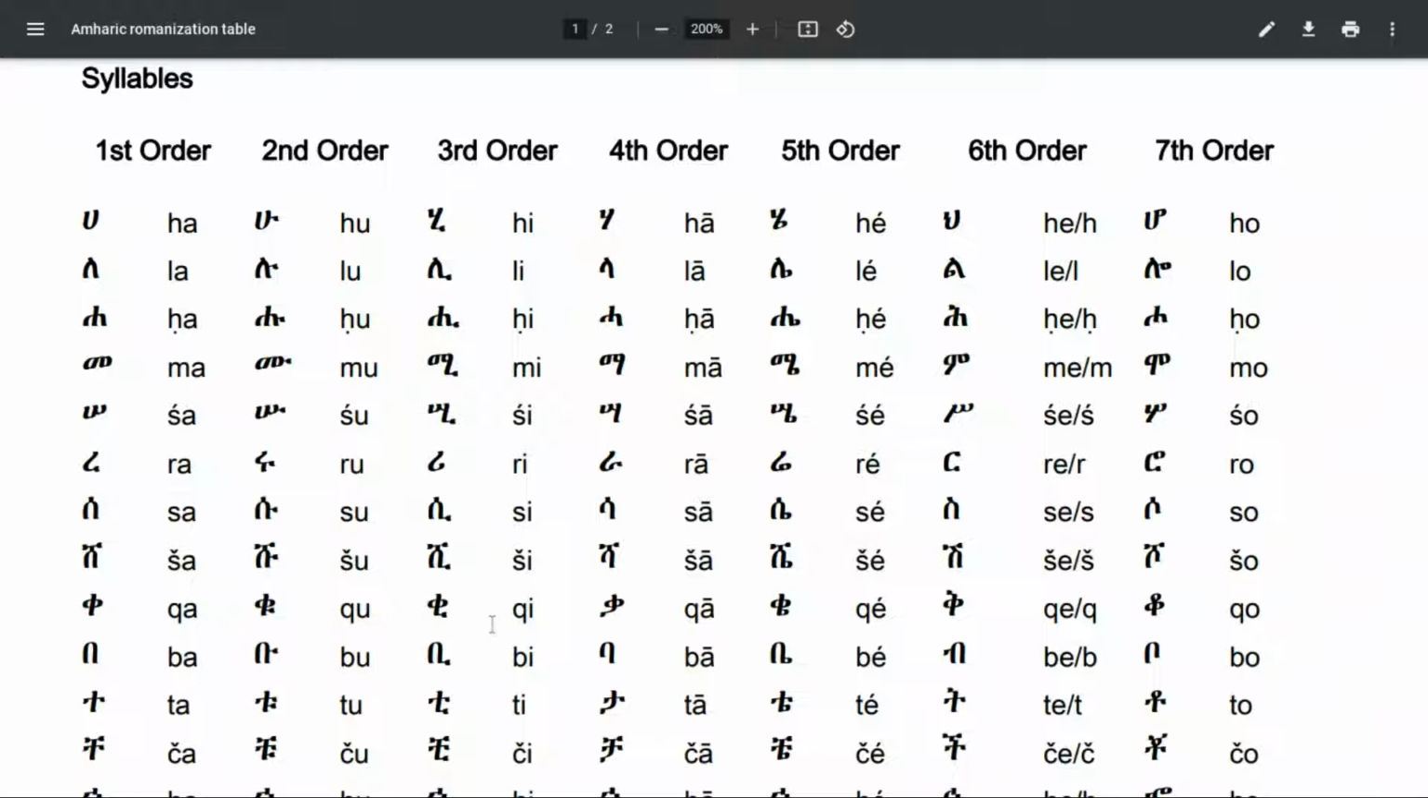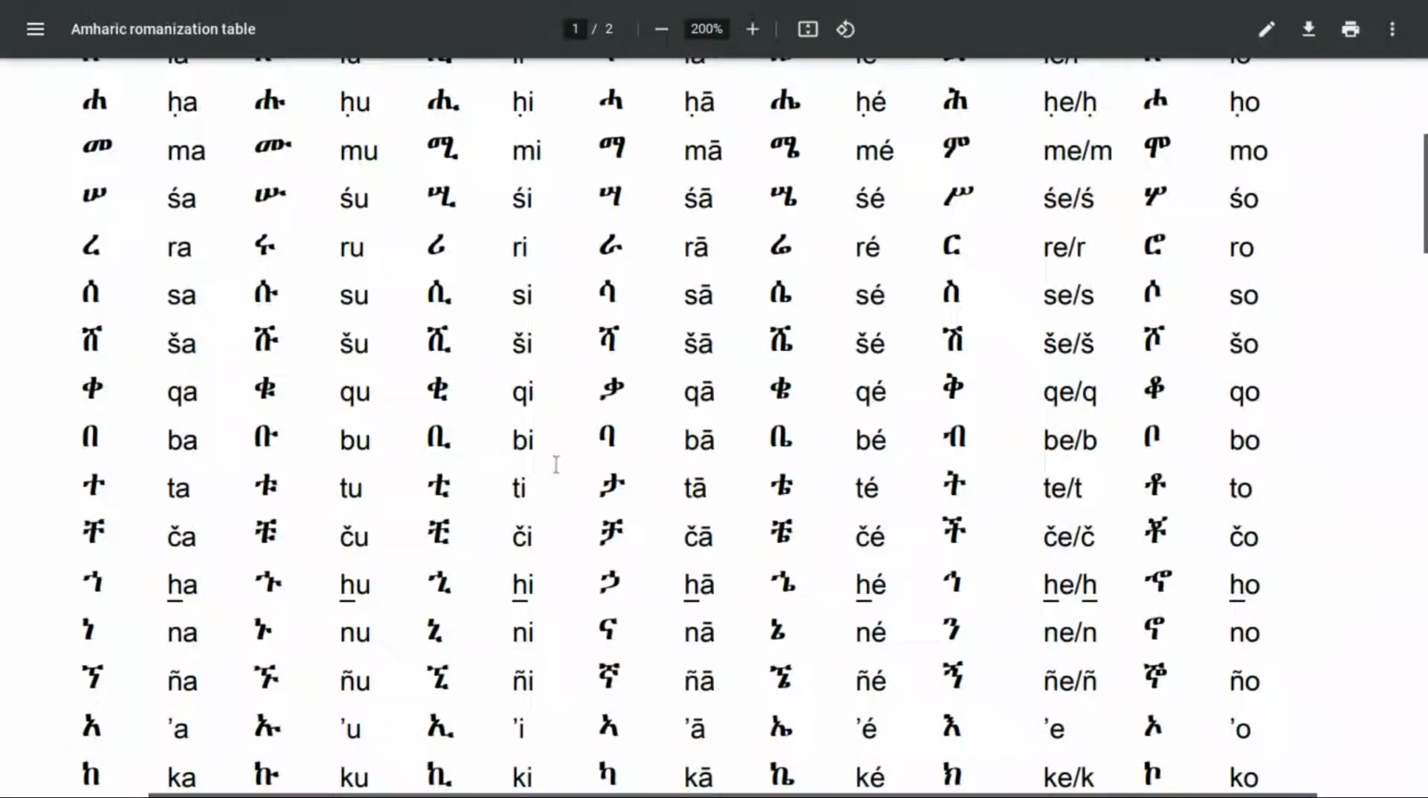K, ku, ki, ka, ke, k, ko. This is k, not k. We represent this with q because there is no other related spelling in English. K, ku, ki, ka, ke, k, ko. B, bu, bi, ba, be, b, bo. T, tu, ti, ta, te, t, to. Che, chu, chi, cha, che, ch, cho.